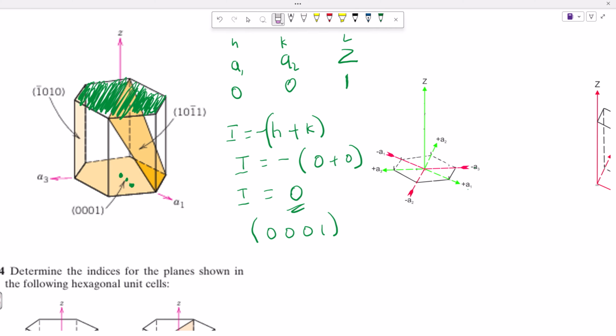So let's try another one. I want to erase all of my steps here so we can try another one.